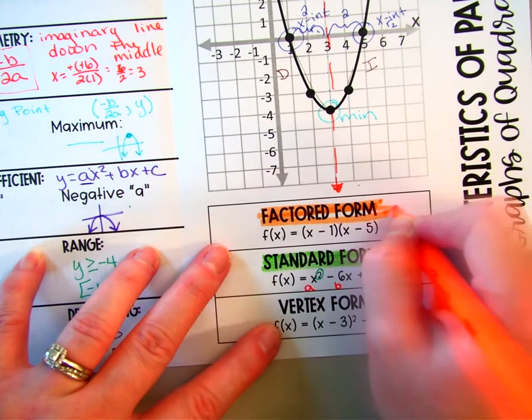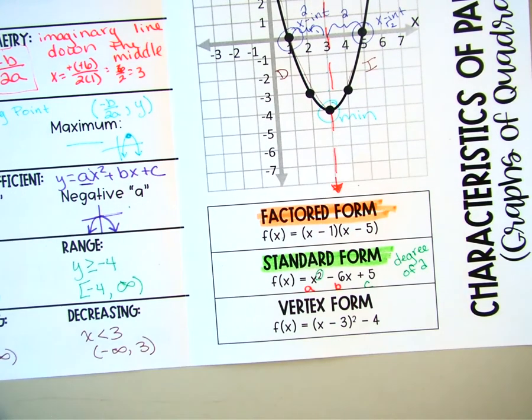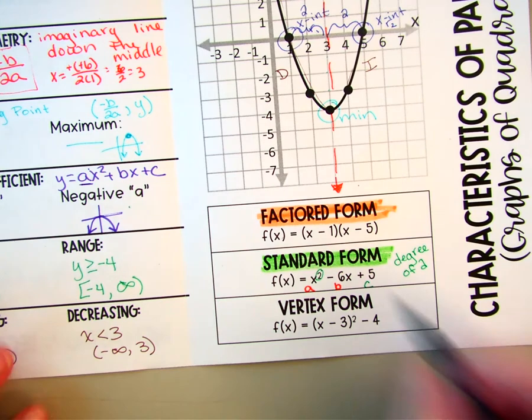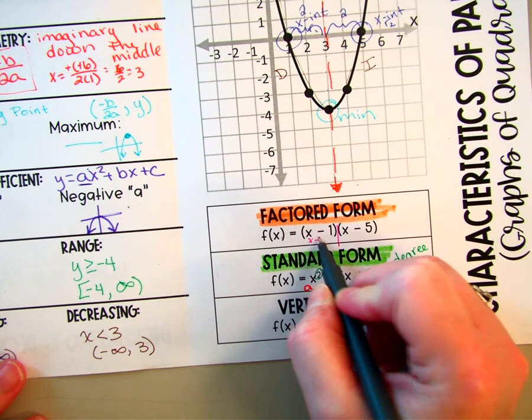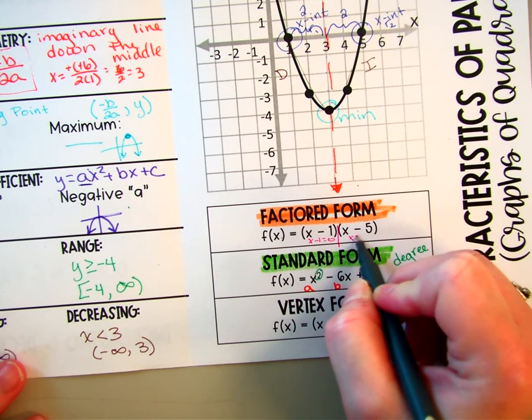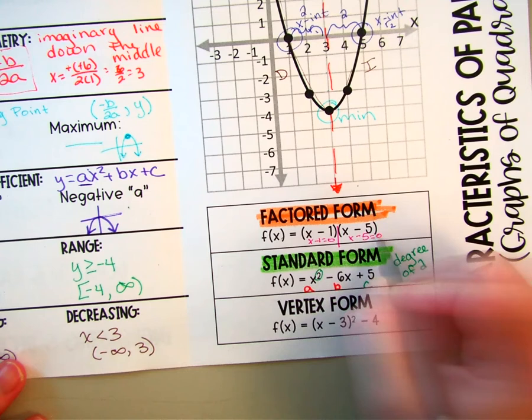Another form for our quadratics is what we call factored form. We'll be practicing factored form a lot more. So it's just another way of being able to, again, write that equation. But the nice thing about factored form is it helps you see your roots much quicker. Because if you remember, we set these equal to 0. And then we finish solving.